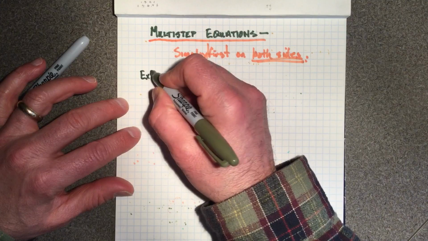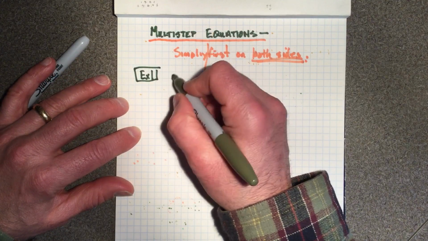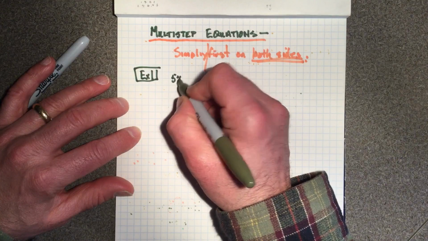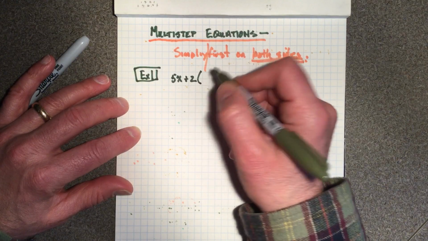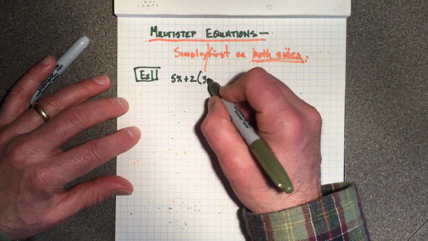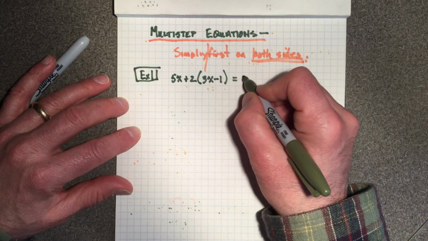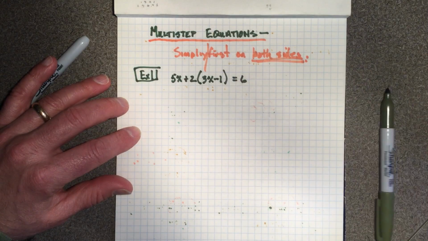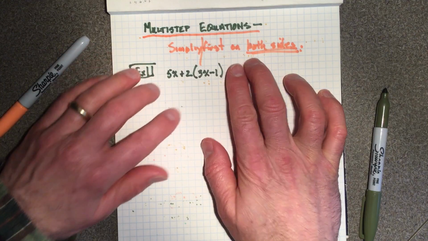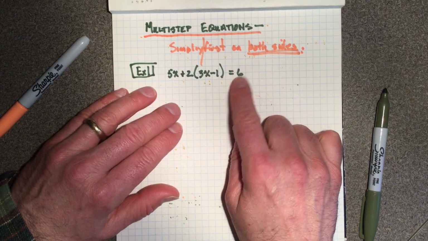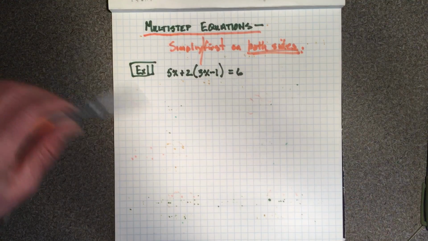Example 1. Here's an equation, 5x plus 2 times the quantity 3x minus 1 equals 6. So you can see this is a little bit different than the last video. The last video we talked about how to deal with this. Now I'm putting an equal sign in there, so this becomes an equation. So now we want to figure out what x is.